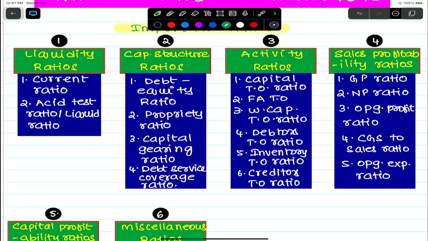First, activity. That's why. What is the next one? Sales profitability. Next one we'll discuss is the profitability ratio. What is the third one? Activity. How beautifully they designed the activities.